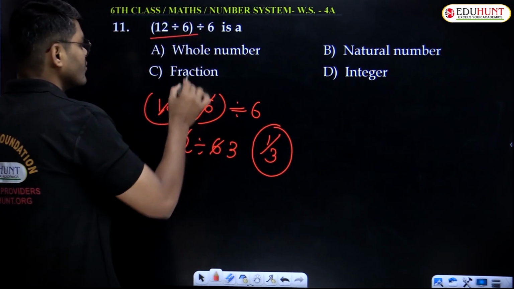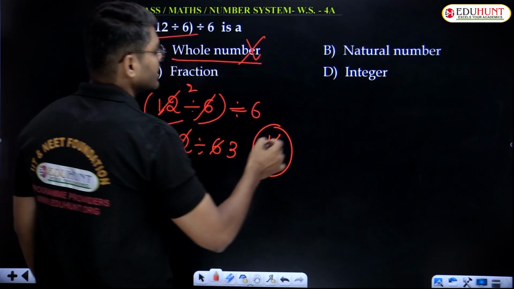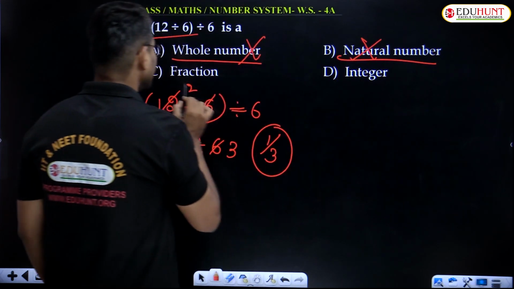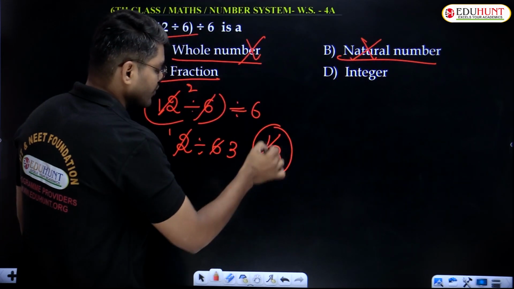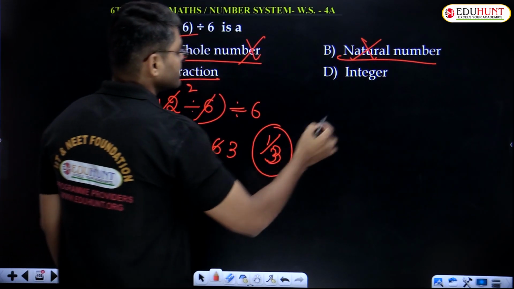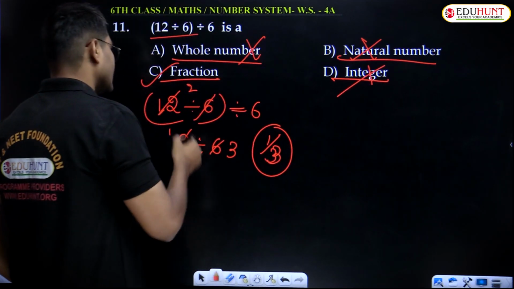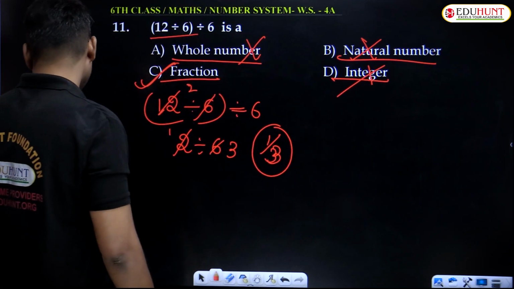1 by 3. Is 1 by 3 a whole number? No. Natural number? No. Fraction? Yes. 1 by 3 is a fraction. Okay. Integer? No. The answer is fraction. Let's move on to the next question.